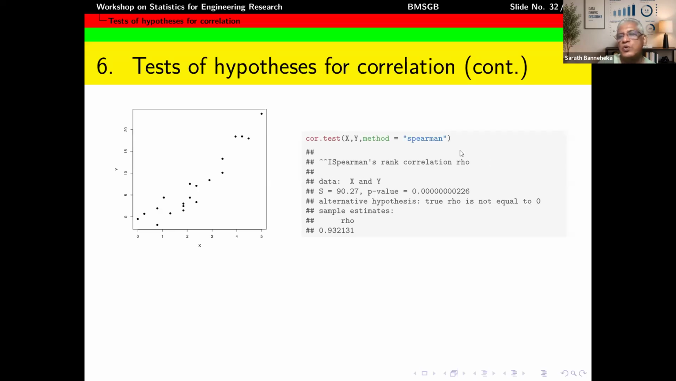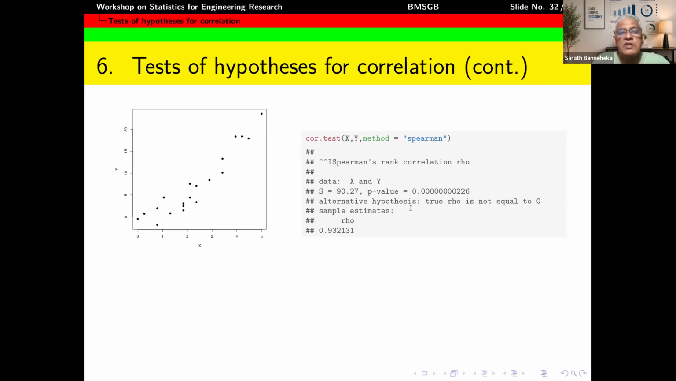In this case, we don't need a normality test or anything. We can carry out this test as long as the data appears to be monotone and nonlinear; then this test is valid. Here the test has been carried out, and the p-value is almost zero. Therefore, we can decide that in the population there is a nonlinear, monotone, positive relationship, because the sample correlation coefficient is positive.